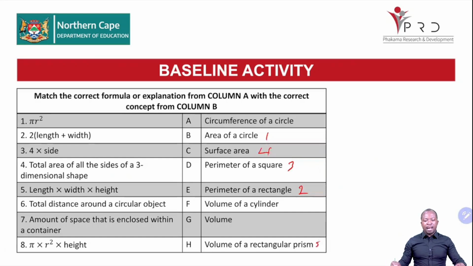Total distance around a circular object. We are referring to the circumference of a circle. Then the amount of space that is enclosed within a container, that is our volume. And then pi r squared H, we use that when we are finding volume of a cylinder. I hope you followed and you managed to get all of them correct.